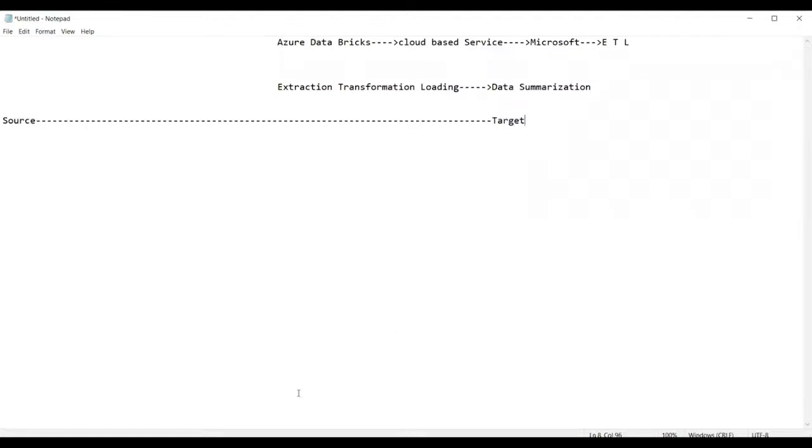So now, guys, what do you mean by source? What is the source of income? The place from where we get the money is called a source of income. In the same way, the place from where you get the data is called the source of data.